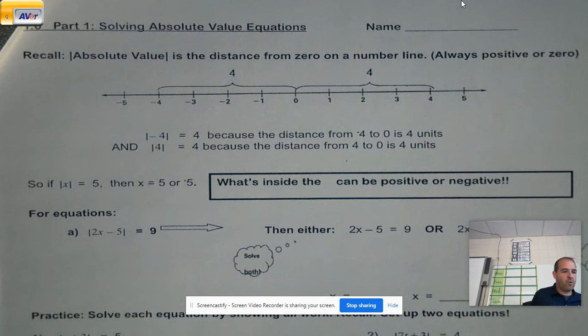We are getting rolling here into week 3 with some solving absolute value equations.